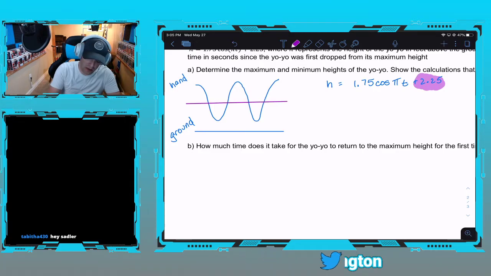Oh, that wasn't a straight line. Tabitha's going to say something. There we go.